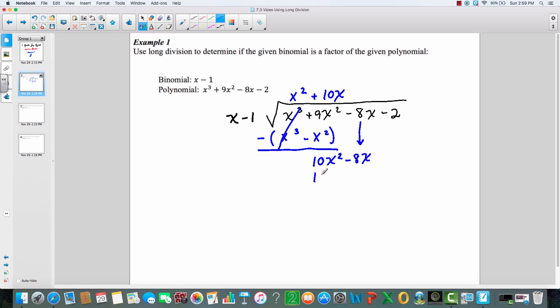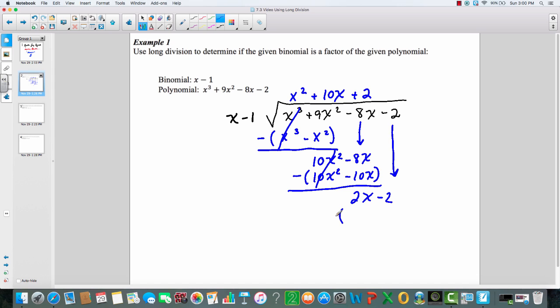So 10x squared, as expected, minus 10x. Remember, we subtract. Let's use parentheses. This cancels. Double negative again. So this is really like saying negative 8 plus 10, which would be 2. Bring down my last term. And how do I go from x to 2x? I would multiply by positive 2.